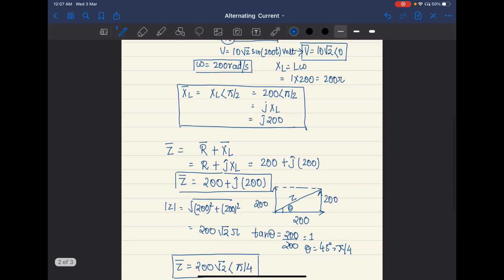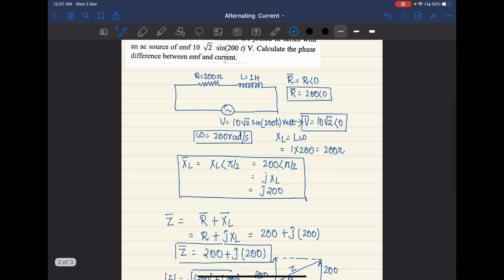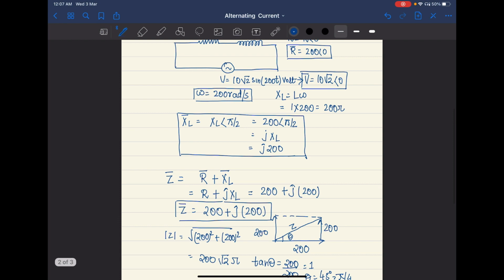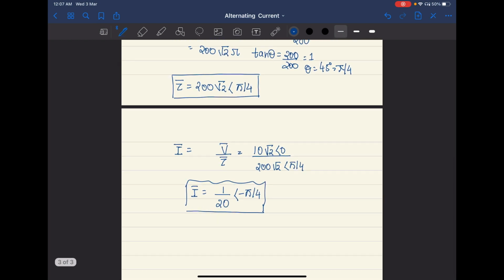That means the voltage phasor was angle 0, and the current phasor is angle minus pi by 4. That means we can say the current in this circuit is lagging. So you can say voltage leads by pi by 4.